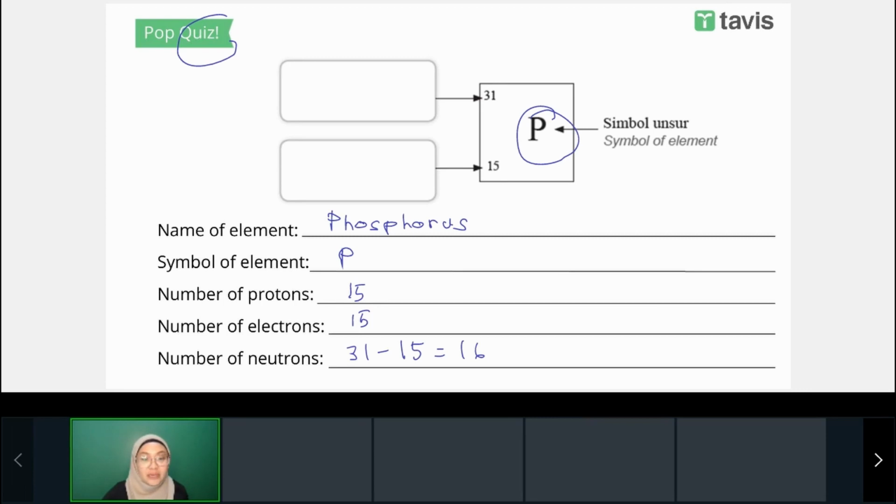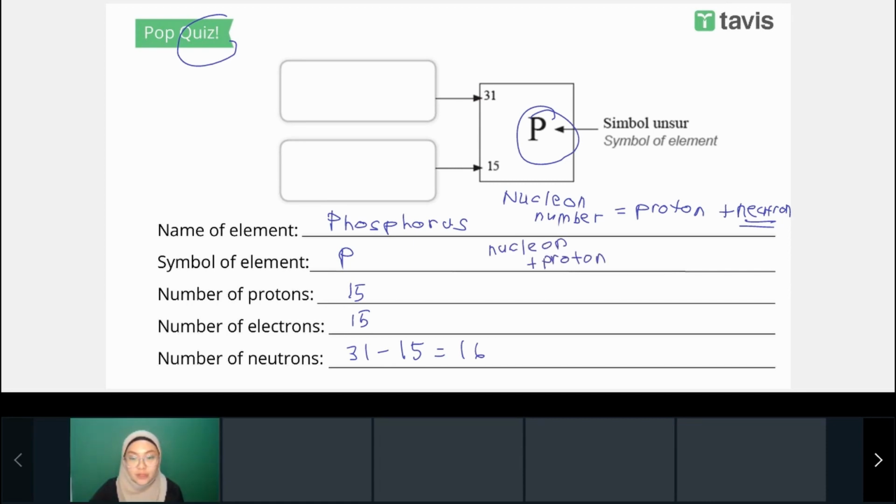Just now the formula, nucleon number. Please remember this one. You can use this formula in your chemistry if you take chemistry. Nucleon number equals proton number plus neutron number. So if you want to get the neutron, you can simply minus it. Nucleon minus proton, you're gonna get neutron.